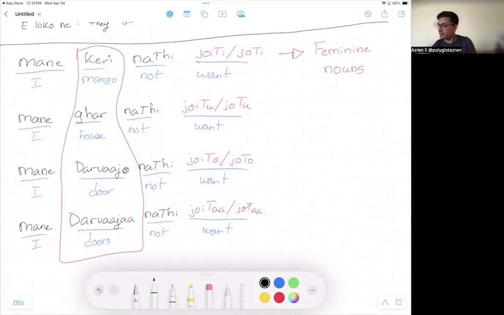Okay, back here. Joitu, so mane ghar nathi joitu. This is used for neuter nouns. Joito is used for masculine nouns.